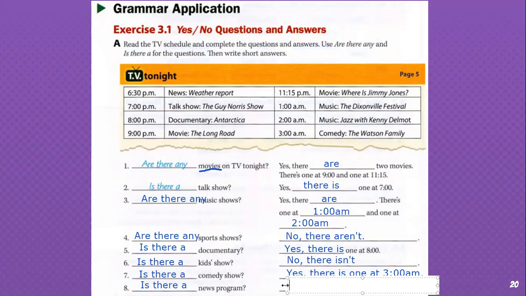Yes, there is. Yes, there is one at 6:30 p.m. Yes, comma, there is one at 6:30 p.m. Period. Excellent. Don't forget to write the period at the end of the sentence. Grammatically, it's necessary. So, is there a news program? Yes, there is one at 6:30 p.m.